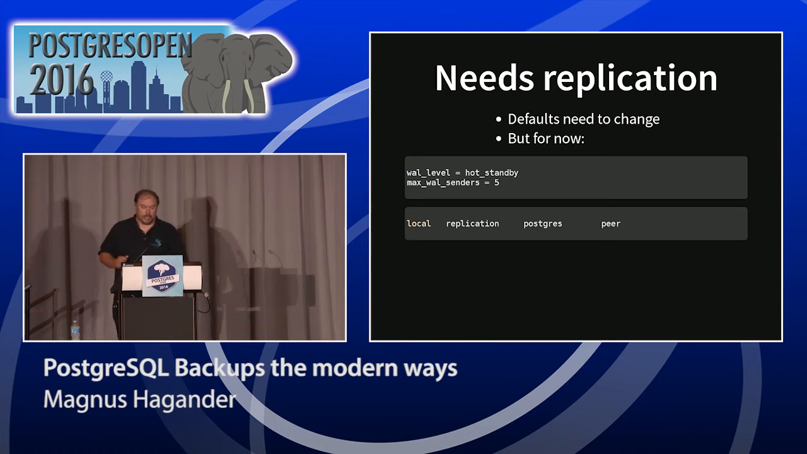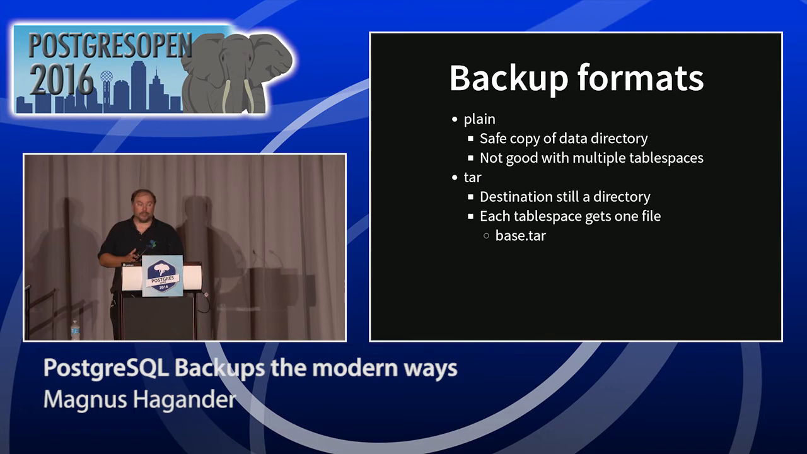Now, pg_basebackup can write your backups in two different formats. It can use plain format, in which case your backup will be a copy that looks exactly like your data directory with all the subdirectories and all the files. But it's done in a safe way. So it will actually be a consistent data directory in the end, together with the transaction log, which, if you just copy the files, obviously doesn't actually work.